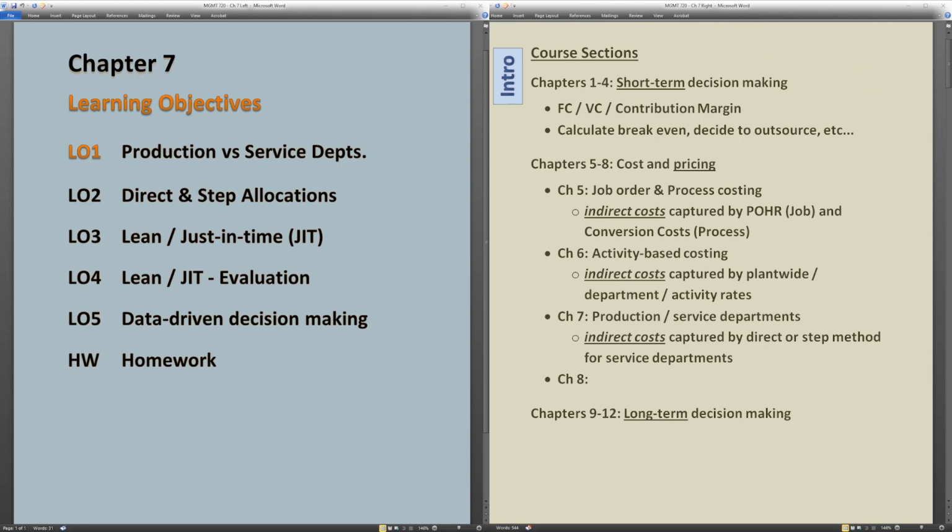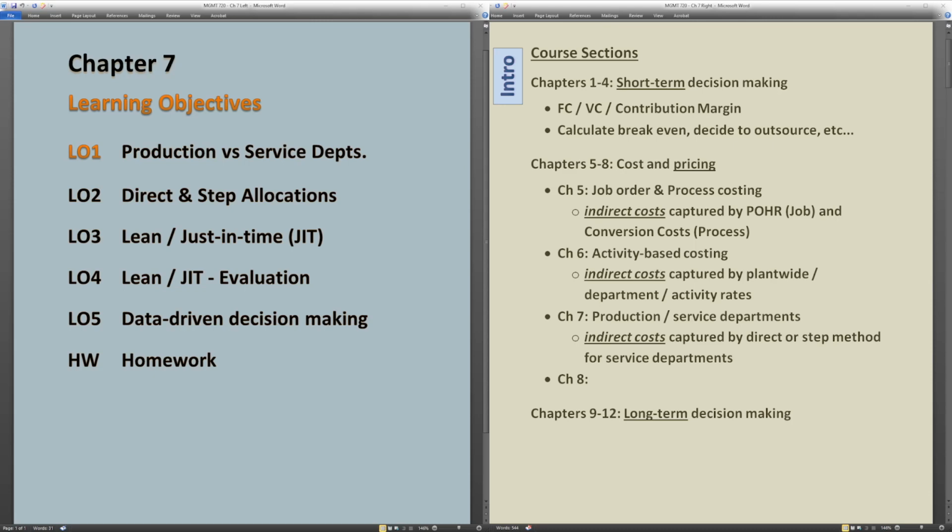Before we get going on the learning objectives, let's put this chapter in context. Where have we been before? We spoke at the beginning of Chapter 5 that this textbook is divided into three sections of 4 chapters each, and that's how the exams are done as well. Chapters 1 through 4 were short-term decision-making chapters, and we learned fixed costs, variable costs, contribution margin, and then we used those to calculate things such as break-even or other special decisions such as should we outsource, etc.